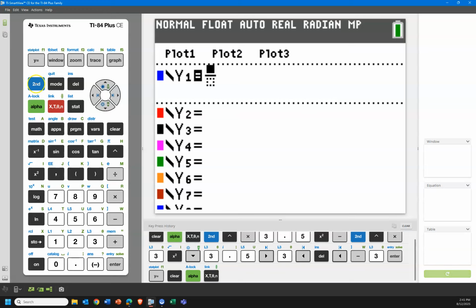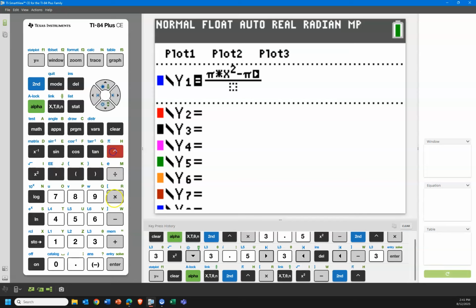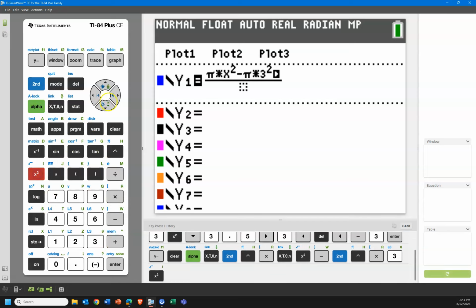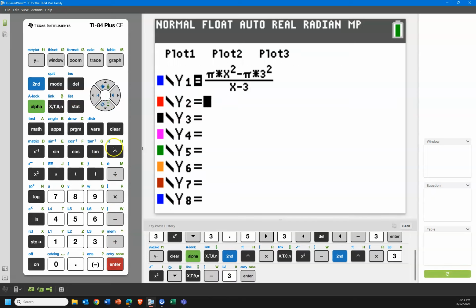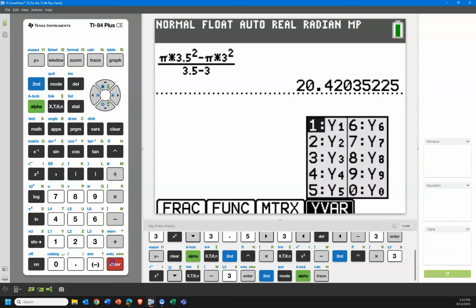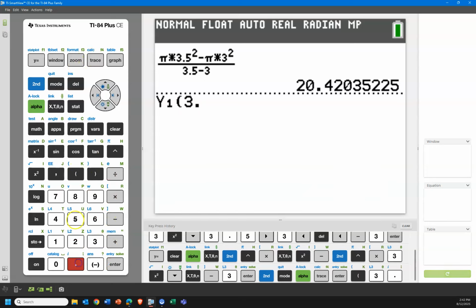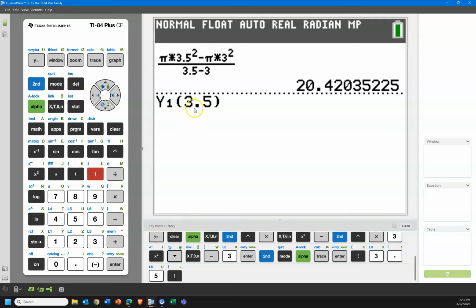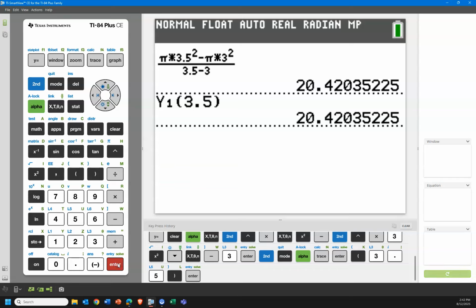So I am going to do pi times x squared minus pi times 3 squared over x minus 3. And then I can just call that function. That's what we wrote. I can call that function up here if you have an 84 using F4. So I want y1. I'll evaluate y1 with 3.5, which means I'm going to put 3.5 where those x's were, and I should get the same, 20.420.